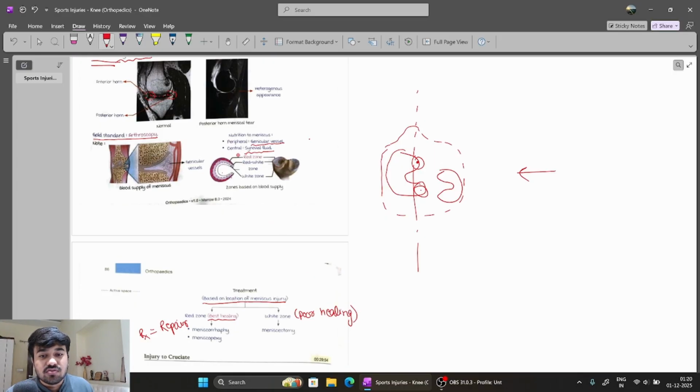But the central zone or the white zone has to absorb nutrition from the synovial fluid. So the treatment of choice here is not repair but resection of the affected part. Hence, the treatment of choice here is meniscectomy, while here it is meniscorrhaphy and meniscopexy. So, based on where the injury is in the meniscal ligament, we decide the treatment option.